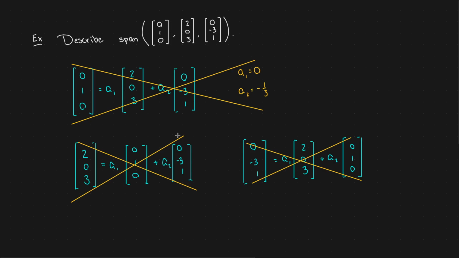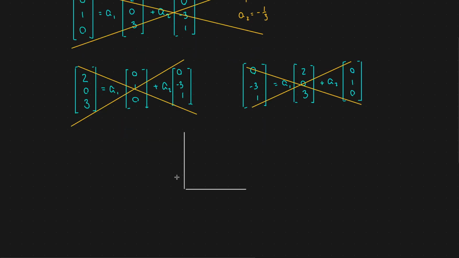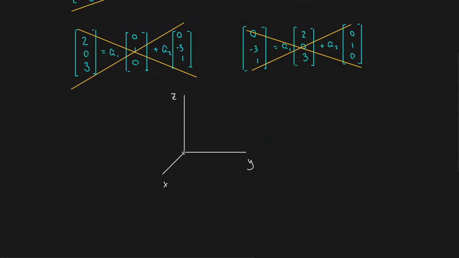Okay? So if I have 3 vectors that are all giving useful information, what does that look like? So if I look at just the span of 2 of those vectors, I get a plane. So 0, 1, 0 is on the y-axis. And then what was it? 2, 0, 3 in the xz plane. Okay, and so I get a plane.